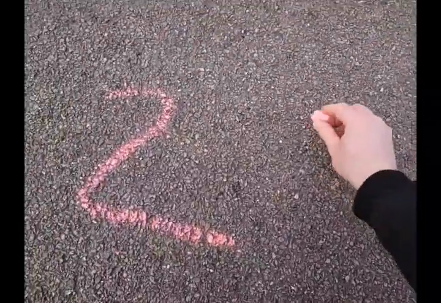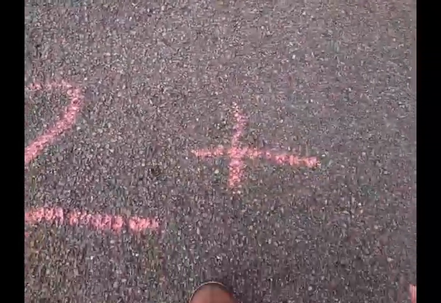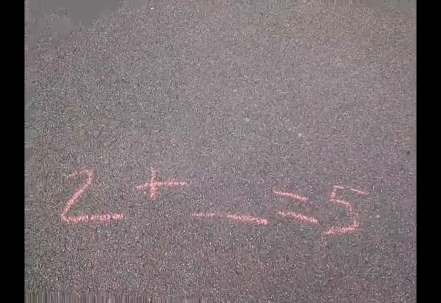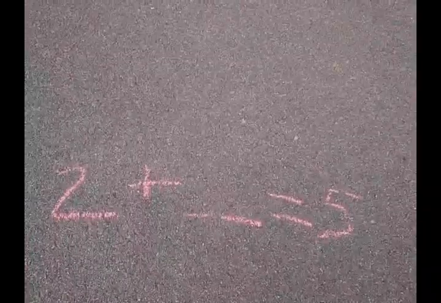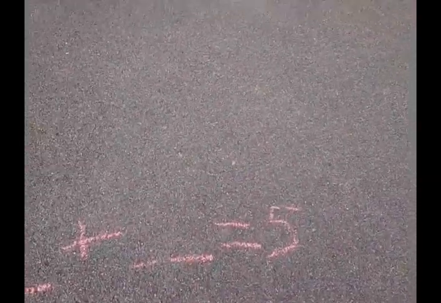Let me show you what I mean. So, if I had 2 plus something equals 5. 2 plus something equals 5. The something, this is when we start using algebra. We don't know what that thing is, so we need to work it out.